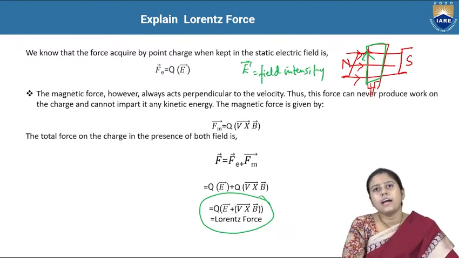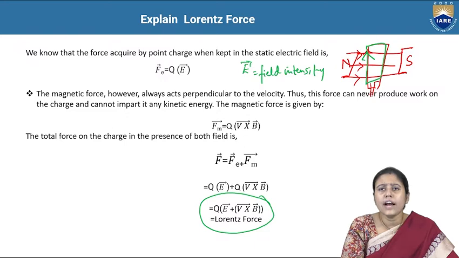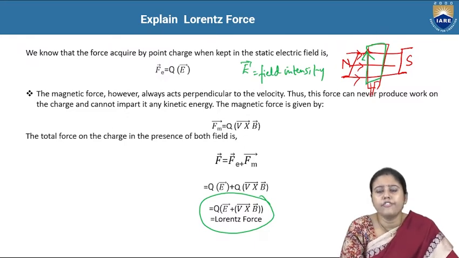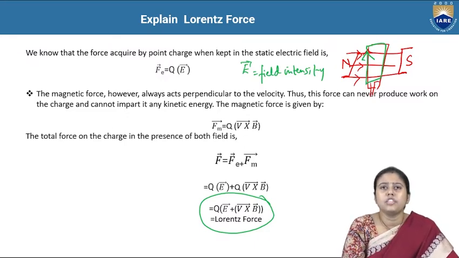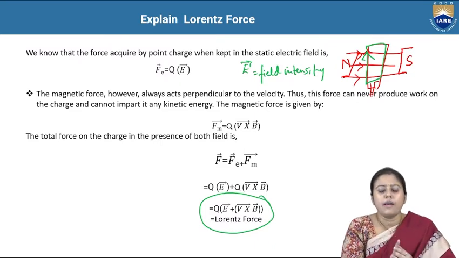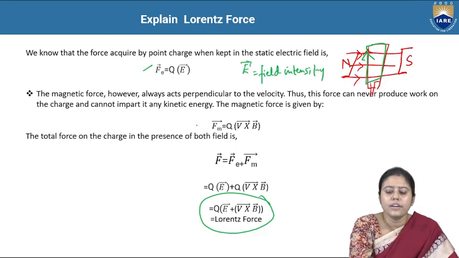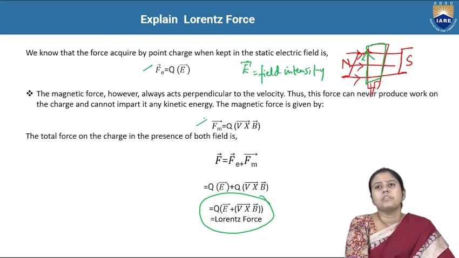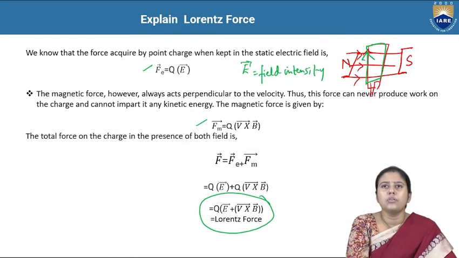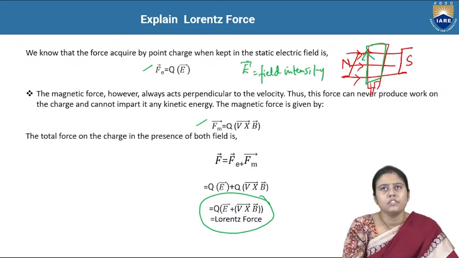So whenever there is a charged particle in an electric and magnetic field, it will experience two types of force. The first one is the electrical force and the second one is the magnetic force. So the total force is equal to electrical force plus magnetic force, and this is known as the Lorentz force.